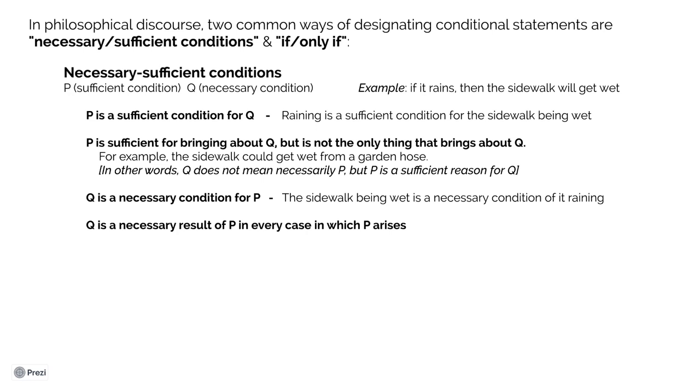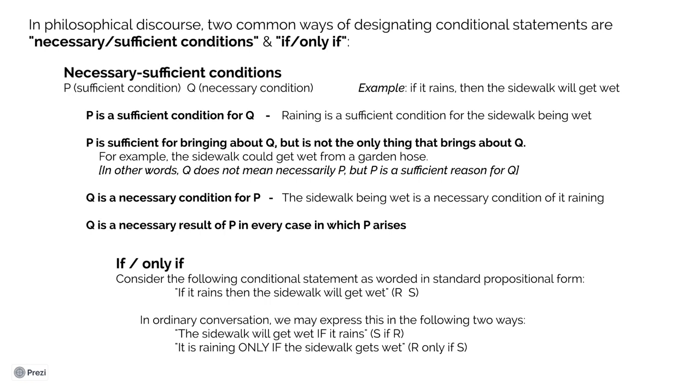If the sidewalk is wet, rain is a good explanation. If it is raining, the sidewalk will be wet. However, it is also possible, if the sidewalk is wet, that something else led to that consequence. Q is a necessary condition for P. The sidewalk will be wet if it rains. That's a necessary result or consequence. So in any and every situation in which P arises as the antecedent, Q will follow as a necessary consequence. Yet this does not mean that P is necessary for Q to obtain. Rain is not necessary for a sidewalk to get wet, but if it does rain, the sidewalk will get wet.